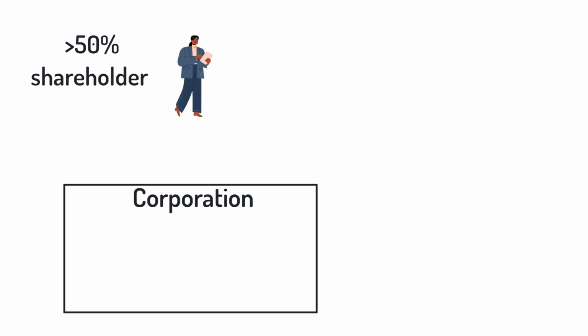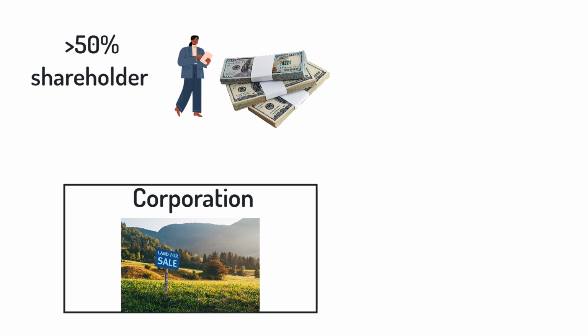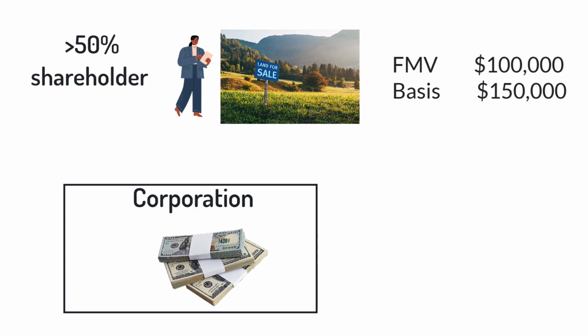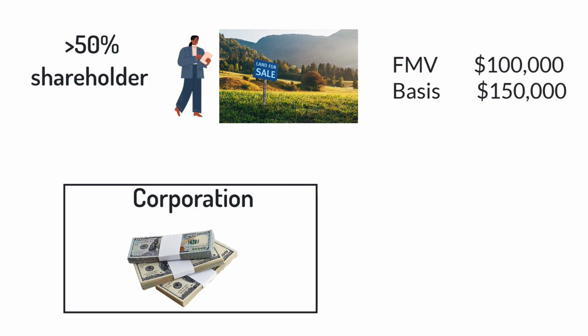In our second example, the shareholder is still a related party to the corporation, owning greater than 50% of the stock. We're going to assume this time there's a sale of property between the two entities. The corporation sells the land to the shareholder for $100,000. The basis to the corporation of the land is $150,000. That gives the corporation a realized loss of $50,000.